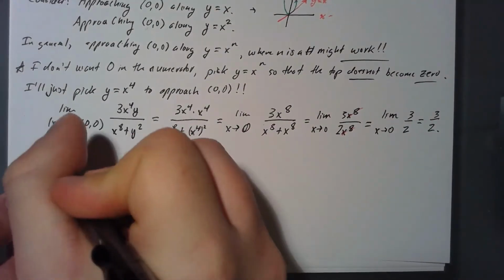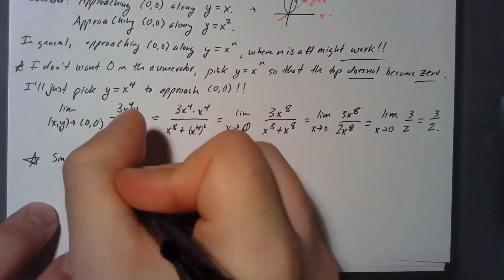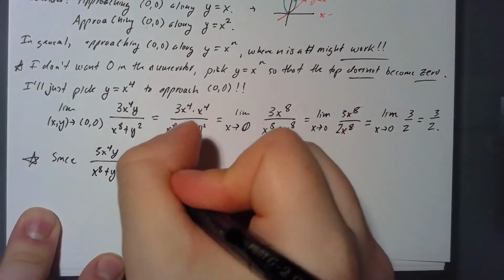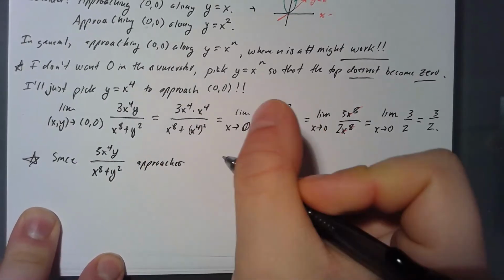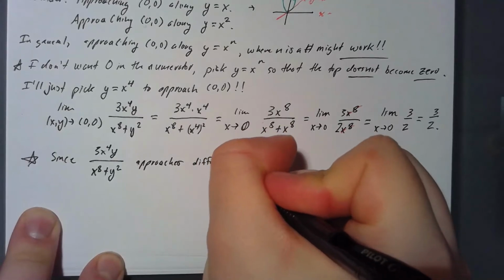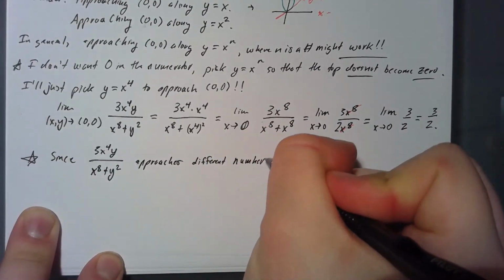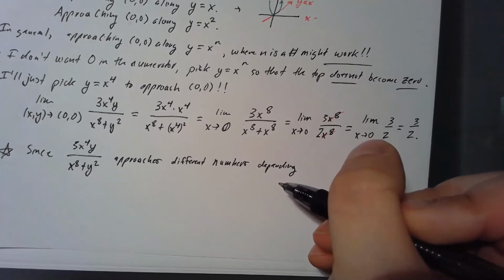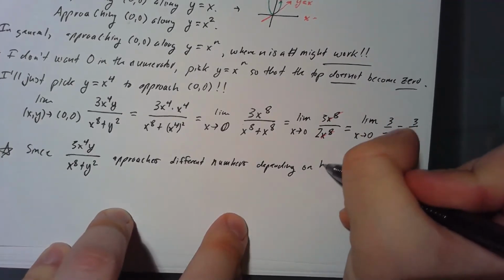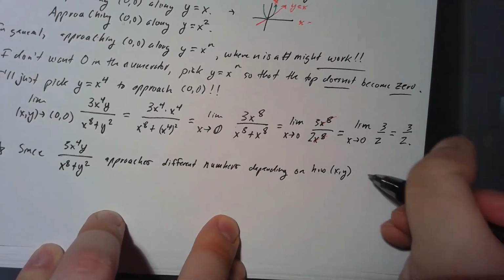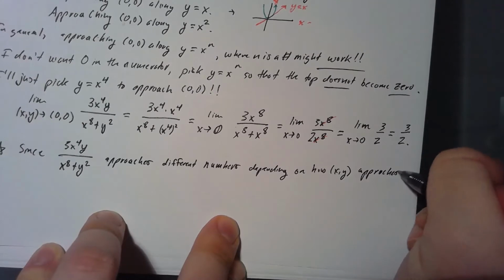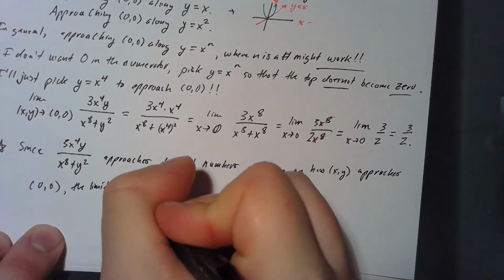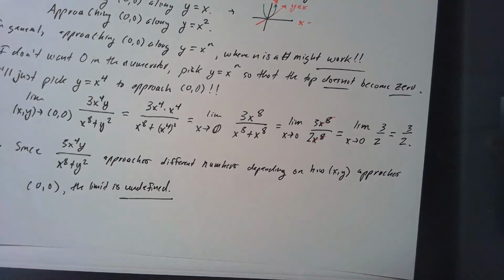So, to summarize, since 3x to the fourth times y over x to the eighth plus y squared approaches different numbers depending on how x, y approaches 0, 0, the limit is undefined. That's it.